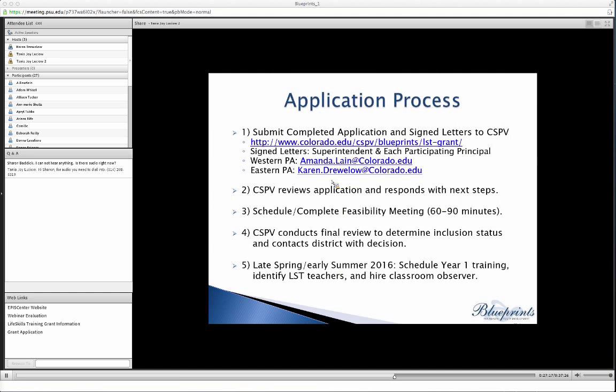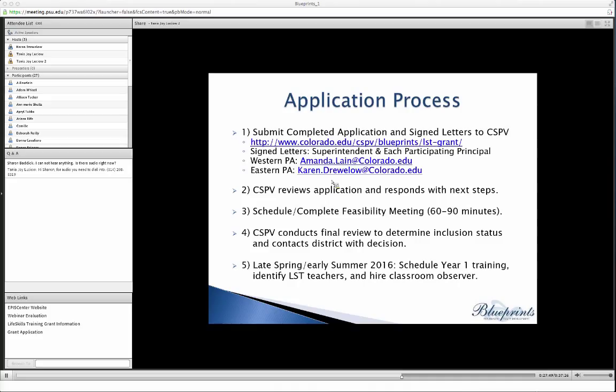Okay, so in terms of the application process, we try to make it as open and easy for everyone as possible. And so we have an application, and we have already pre-written letters that need to be signed by the superintendent and each participating principal. You can access these materials through this link, which takes you to the CSPV website. So there you can download the application and the letters, but they'll also be emailed to you after this webinar, so you'll have them that way as well.